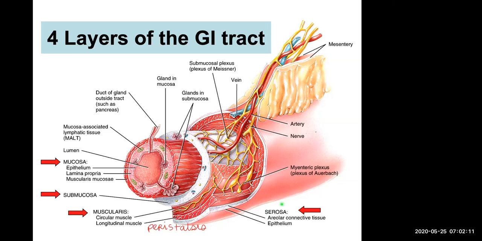The outermost layer, the 4th layer, is called the serosa. And the serosa is areolar connective tissue and epithelium, and it's there to protect the outer part of the GI tract. It's also there to anchor the GI tract to other organs and other structures like blood vessels and so on. Okay, all right, so that's the serosa.